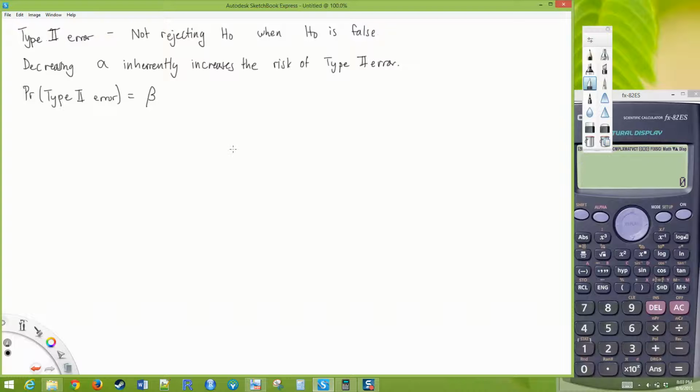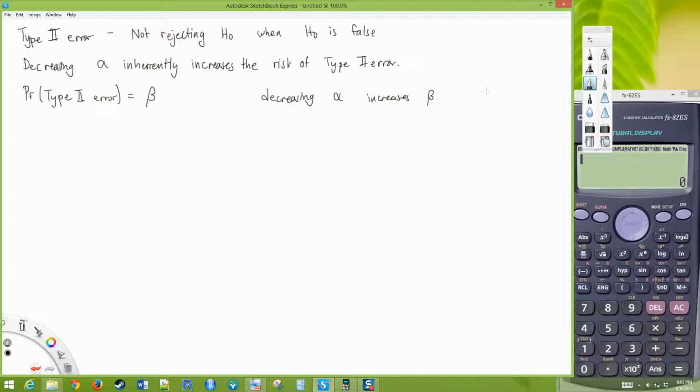Okay, so type 1 error is rejecting when the null is true. Type 2 is not rejecting when the null is false. And so decreasing alpha increases the risk of type 2 error, or decreasing alpha increases beta.